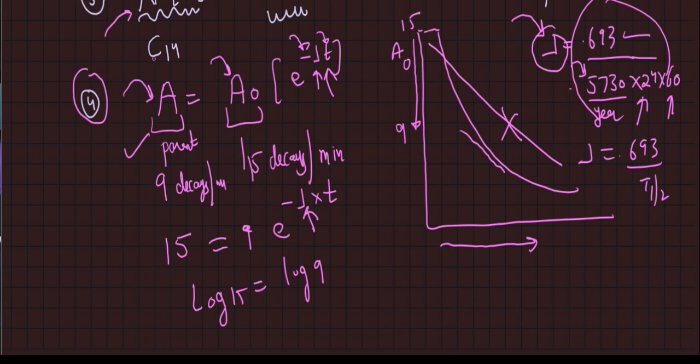By the way, lambda can also be written as natural log of 2 divided by 5730, because this is natural log. The value of natural log 2 is 0.693. So you can solve this and you can take natural log or whatever you want to take.